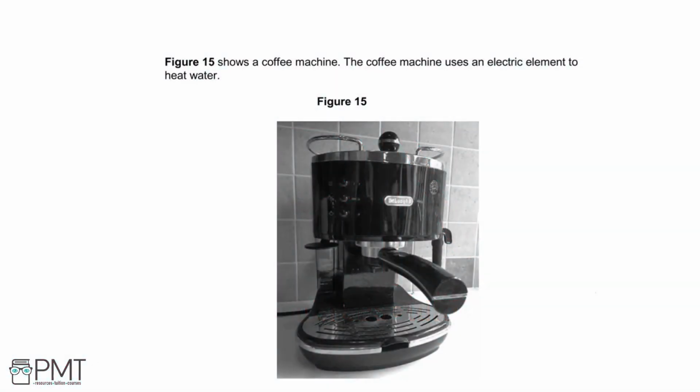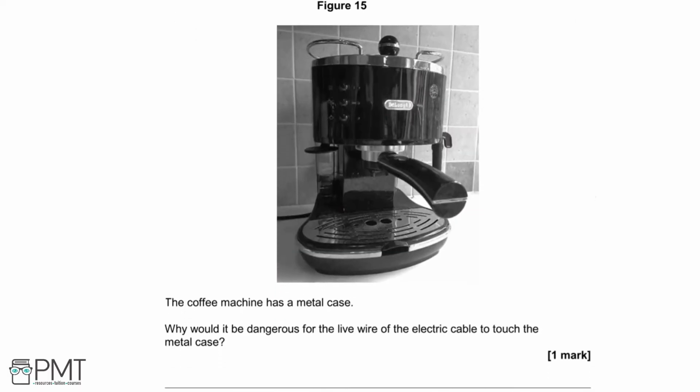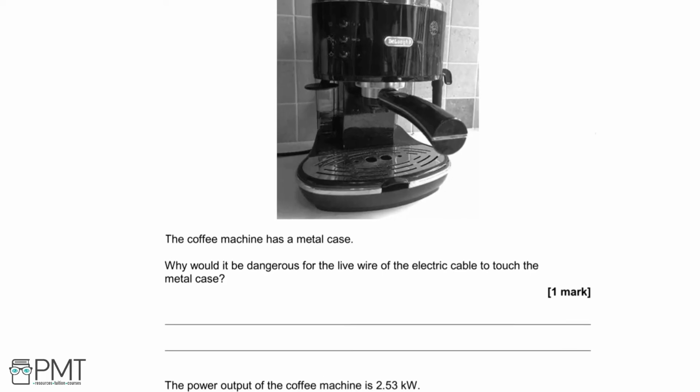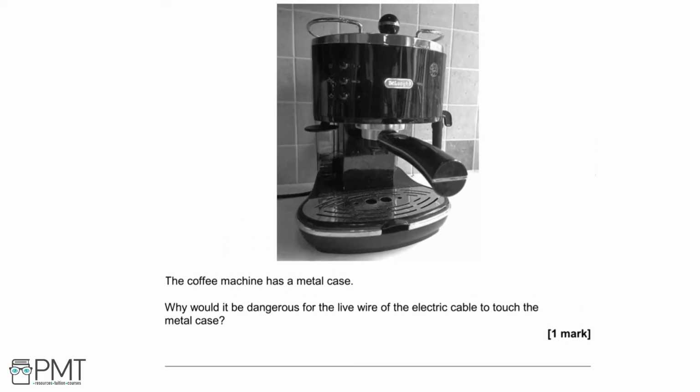Figure 15 shows a coffee machine. The coffee machine uses an electric element to heat water. The coffee machine has a metal case. Why would it be dangerous for the live wire of the electric cable to touch the metal case?